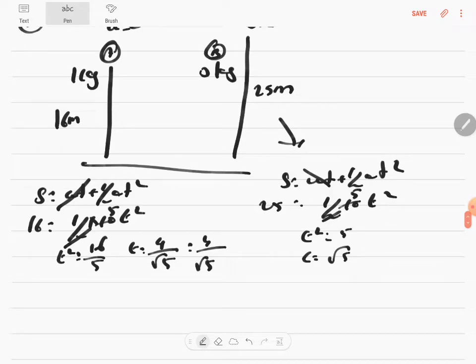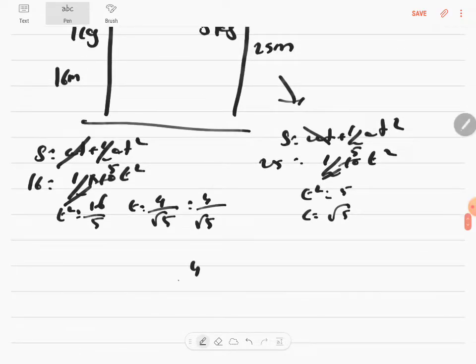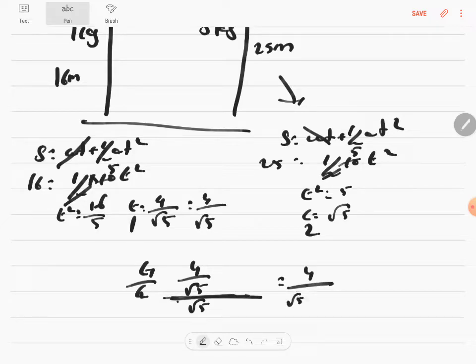So the ratio of the time taken for them to hit the ground, supposing this is T1 and this is T2, T1 by T2 is 4 by root 5 by root 5. So 4 by root 5 into root 5, it's like root 5 by 1, right? So 4 by 5 is the ratio. And if you have an option 4 by 5, which is option A, you can tick that.